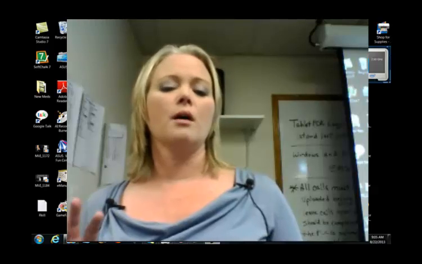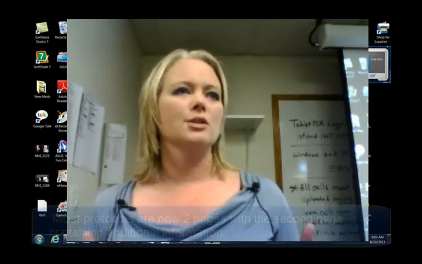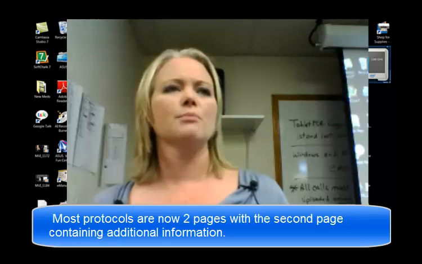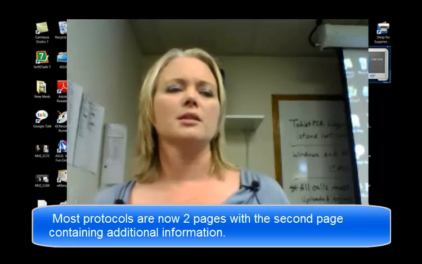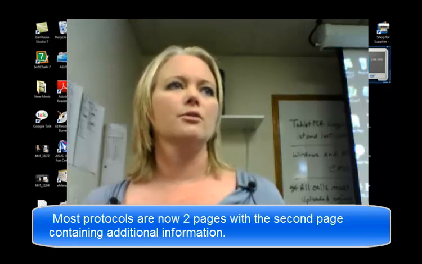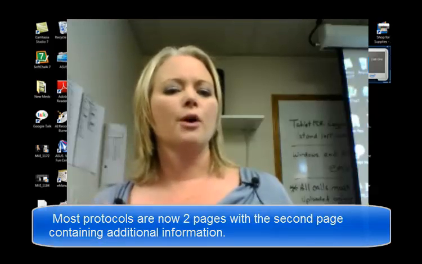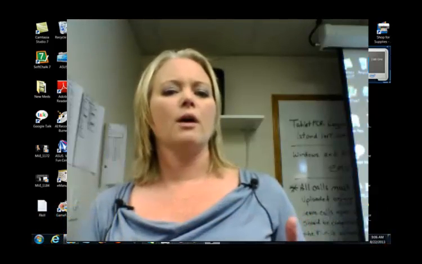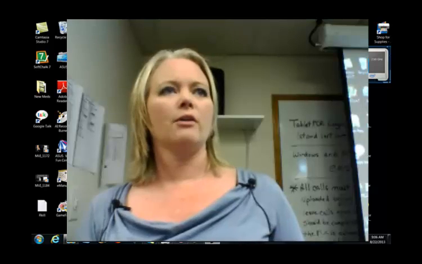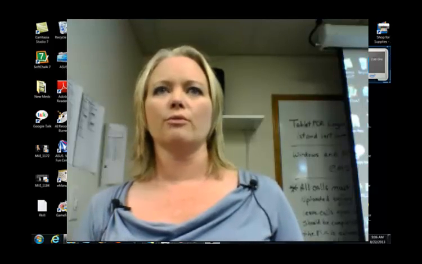There's also most of the protocols are now two pages, and the second page is mostly just information for you guys. Some of it is from me, some of it is from the state, and you'll see the differences in those. The protocols from the state are now able to be modified by each county, and that's what took us a couple of months to go through and modify.